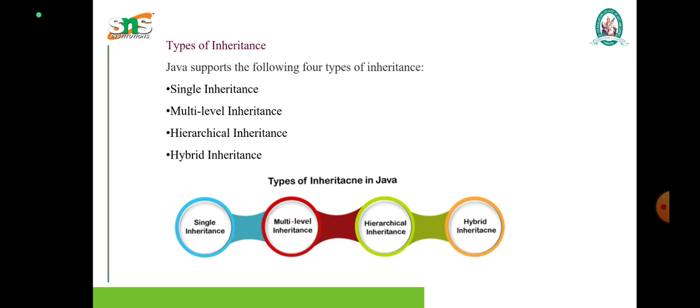Hierarchical inheritance means there can be a single parent class, and there will also be multiple child classes, and there will also be multiple sub child classes. Hybrid inheritance consists of many parent classes clubbed together with multiple child classes. That is called hybrid inheritance. That is, it is a combination of single and multi-level inheritance.